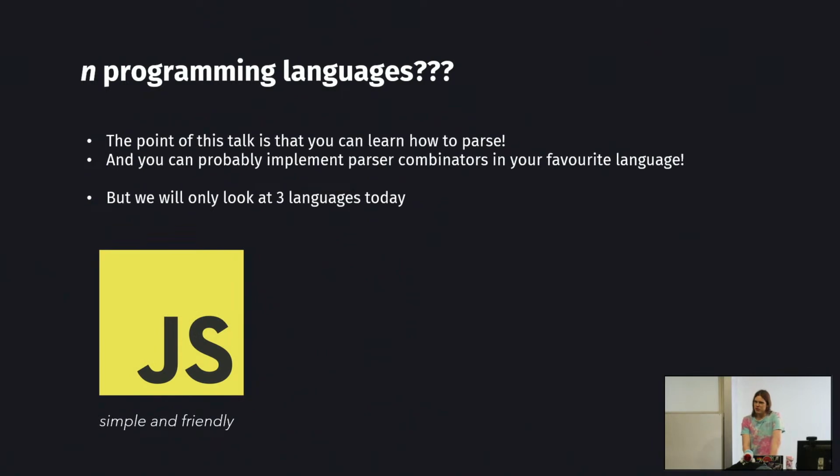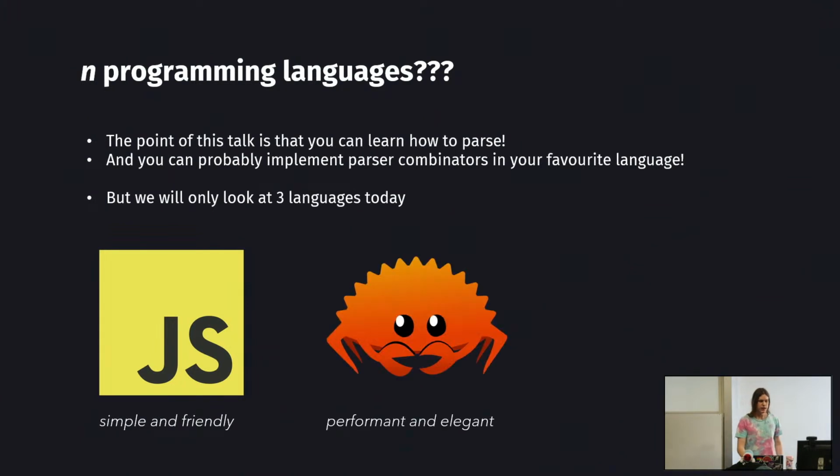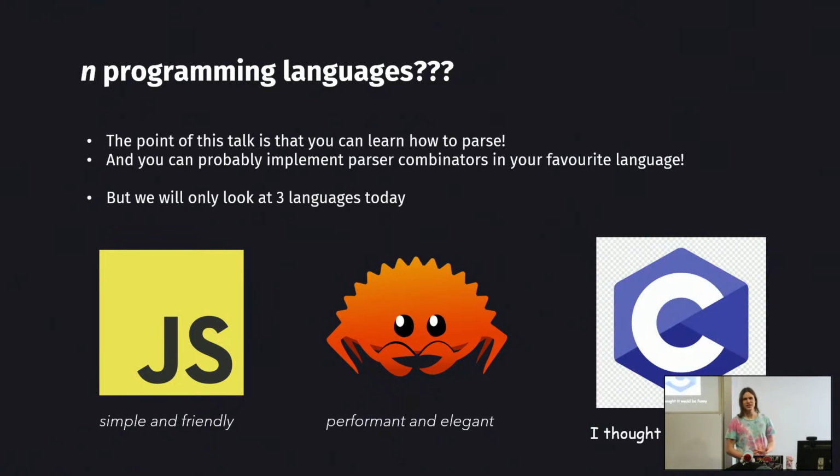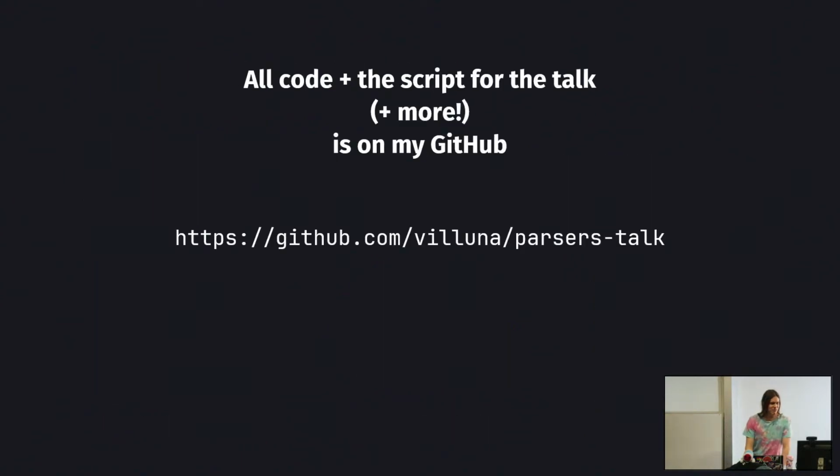The first one is JavaScript. I'm sorry, but I chose it because it's really simple and it's friendly, and it has all of the things that we would want out of something that we can implement combinators in. And then I also like Rust, so I wanted to do it in Rust. And finally, I also chose C because I thought it would be really funny. It's not a good language to do it in. I didn't even want to get a logo without the transparency. This is just what I downloaded, and I just figured it fit really well.